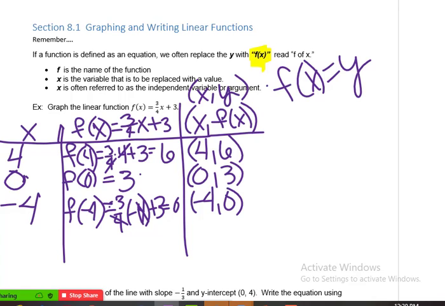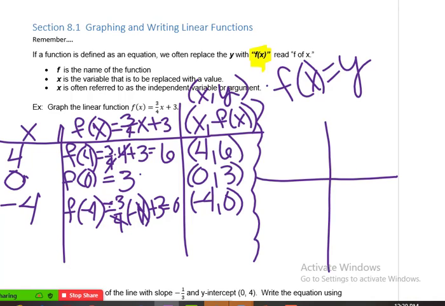So what I'm going to do with this information is, it says to graph. I have 3 points, and so I'm going to graph. So 1, 2, 3, 4, 5, 6. Make it nice and neat.